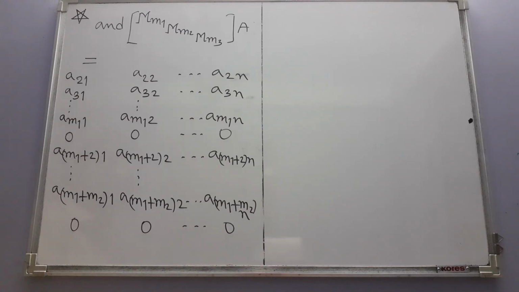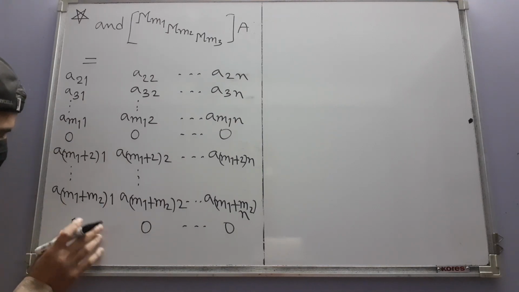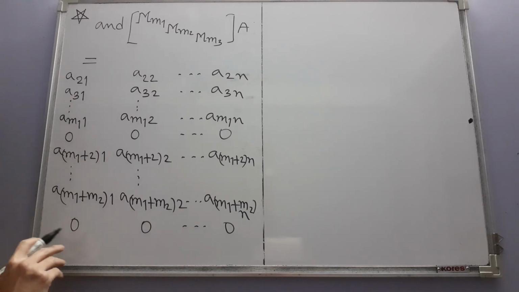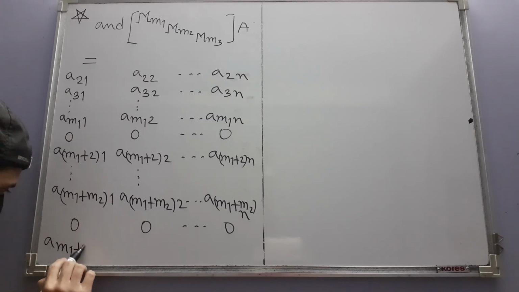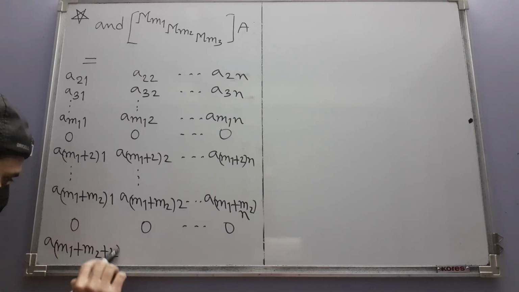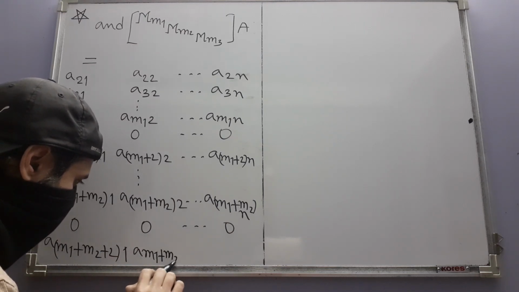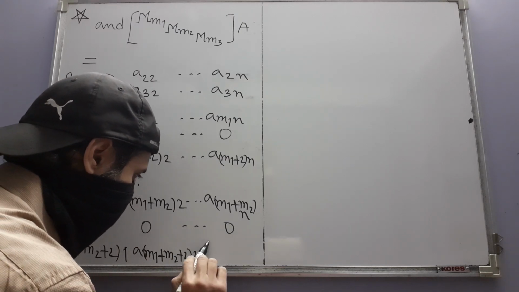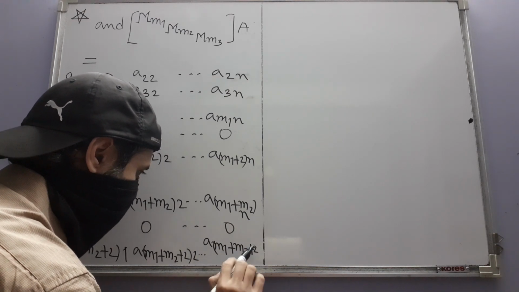We can, however, write one more row, cramming everything. So the next row, according to this pattern, should have the first index M1 plus M2 plus 1, but it's a 0 row. So the one after that should have first index M1 plus M2 plus 2, 1, A M1 plus M2 plus 2, 2, and like that A M1 plus M2 plus 2 n.